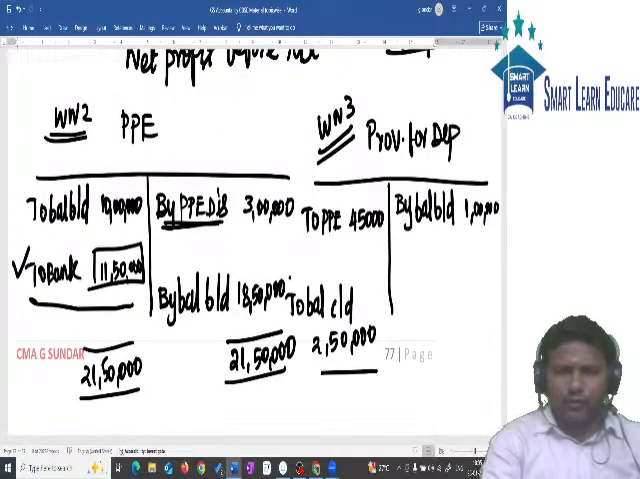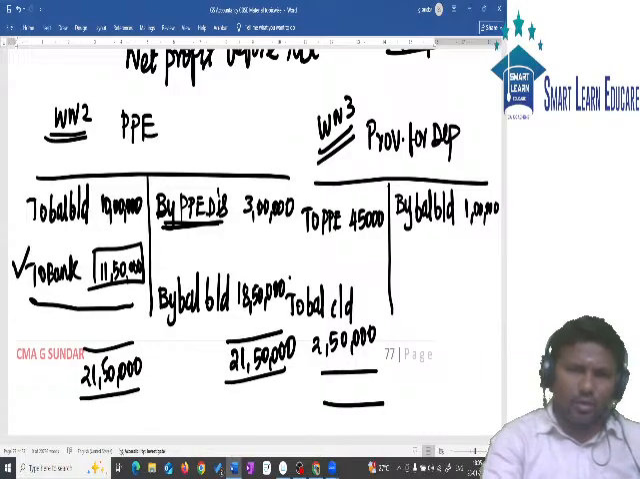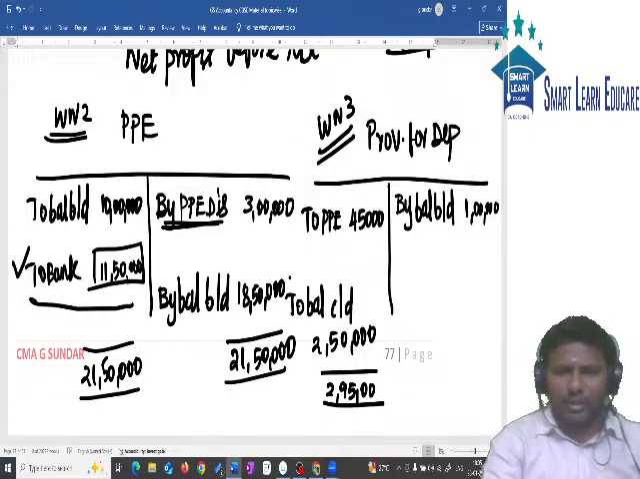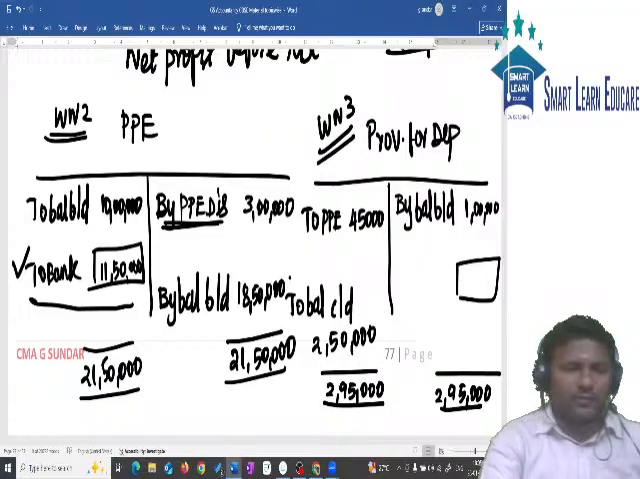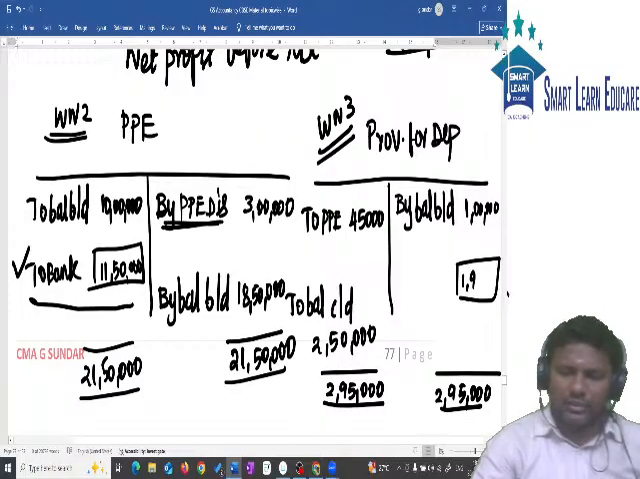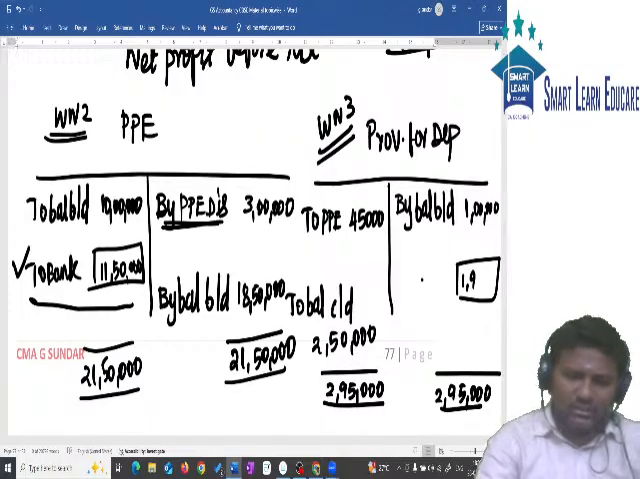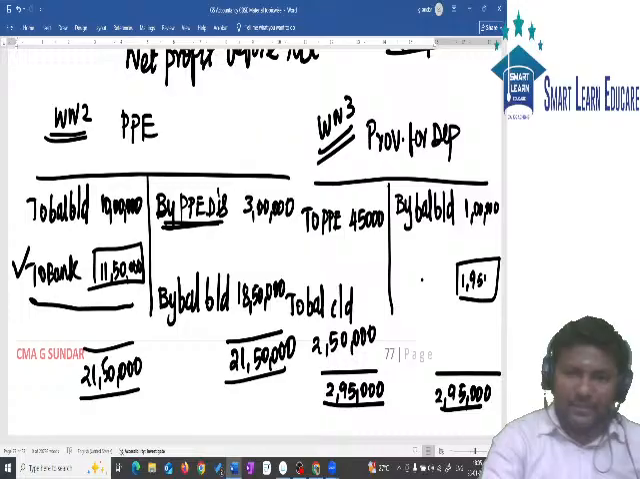Also, if you balance this provision for depreciation, what is the debit side total of provision for depreciation? 2 lakh 50,000 plus 45,000 is 2 lakh and 95,000. 2 lakh 95,000 minus 1 lakh will give you 1 lakh and 95,000, correct? Can you tell me what this 1 lakh 95,000 represents?